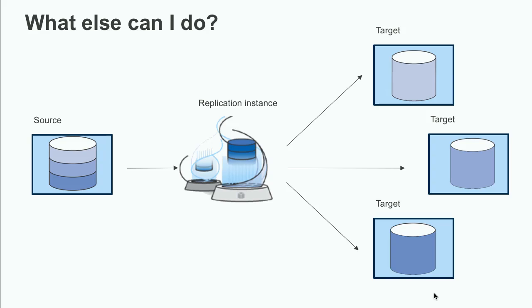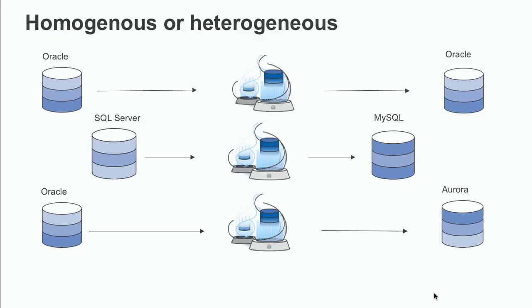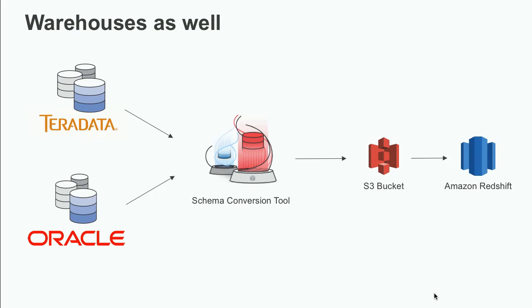What happens if the truncate runs from the source? Truncate is a data operation, so it is migrated. You can take all the data, or you can pick, and in my demo I will show you that I've not taken all the data, or at least not all the columns. Homogeneous, heterogeneous, we spoke about it. And we do data warehouses as well.